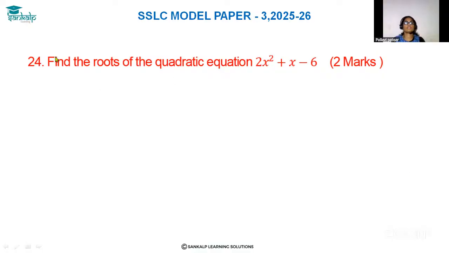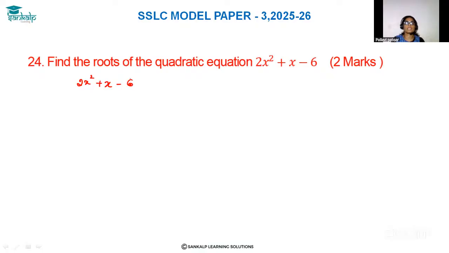Hello everyone. Look at the question number 24. Find the roots of the quadratic equation 2x square plus x minus 6. Okay. So here, to find the roots of the quadratic equation, we use the factorization method. So here the given equation is 2x square plus x minus 6.